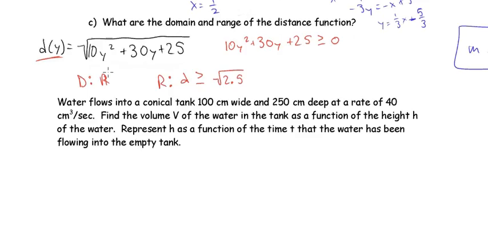And so for the domain, we can plug in any y values we want because it's a function d of y. And so our domain is all real numbers, and our range, meaning our output here, the distance, is going to be greater than or equal to the square root of 2.5. All right, hope that helped.